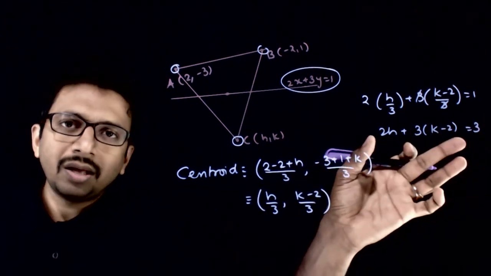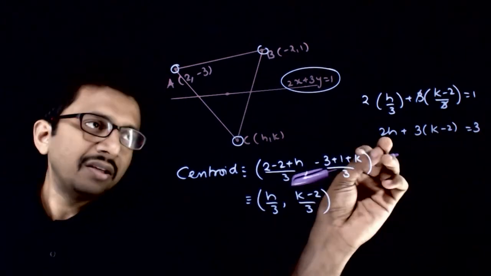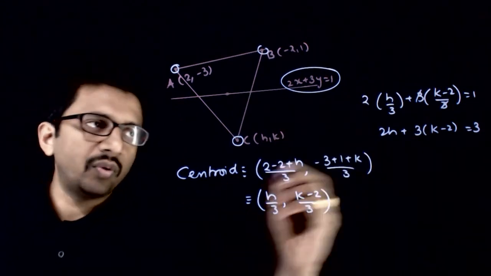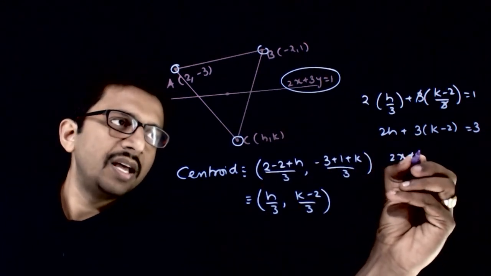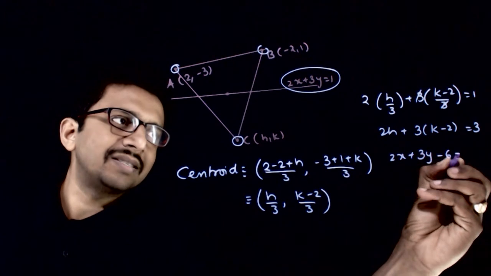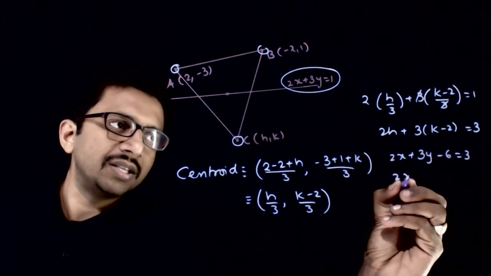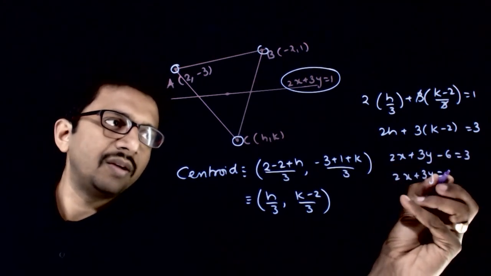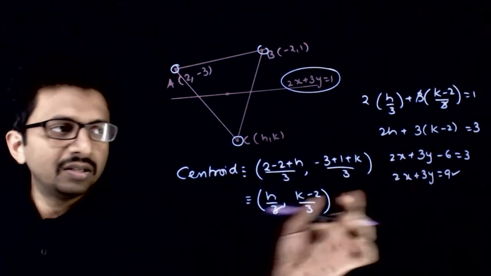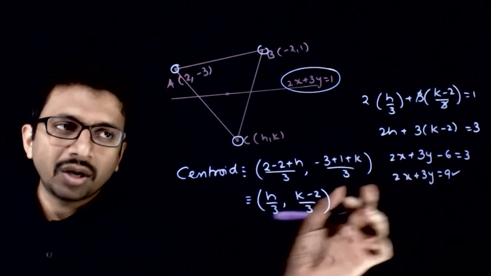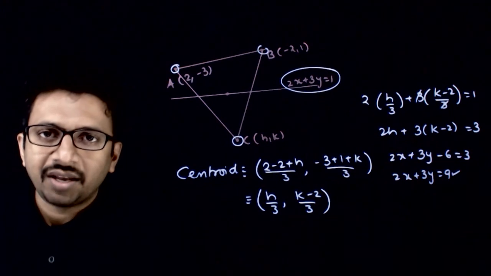So once you have got an equation in h and k, you can substitute h with x and k with y. So you have 2x + 3y - 6 = 3. So that is 2x + 3y = 9. So this will be the locus of the third vertex of this triangle. Thank you.